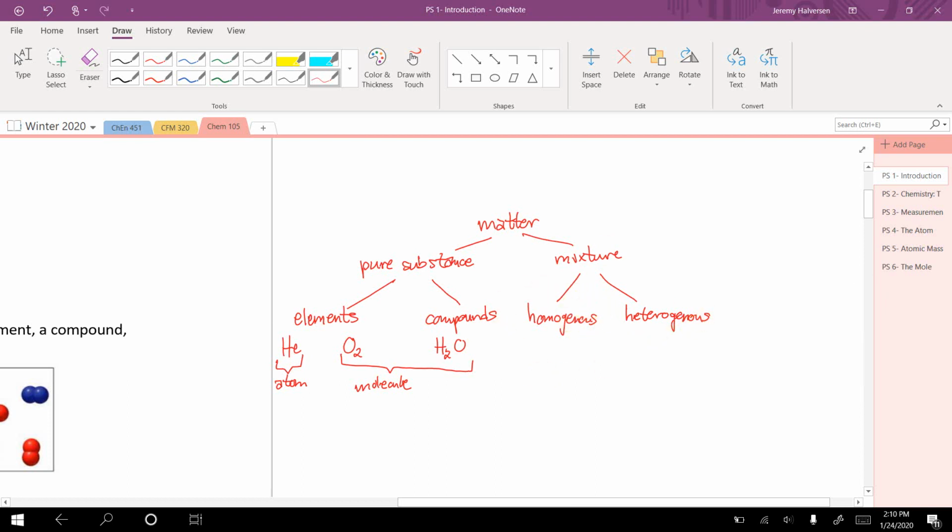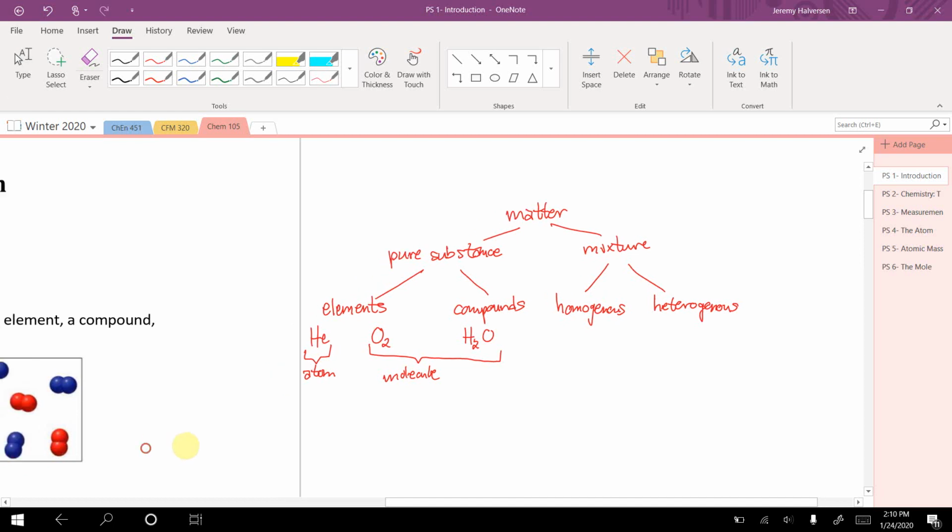Versus a heterogeneous mixture is one where those things would be easy to separate. So the classic example is salad dressing. Like if you have Italian salad dressing, it's got some water in there, but also has some oil in there, and those things are easy to separate. It probably also has some spices and seasonings floating around. So that would be a heterogeneous mixture.